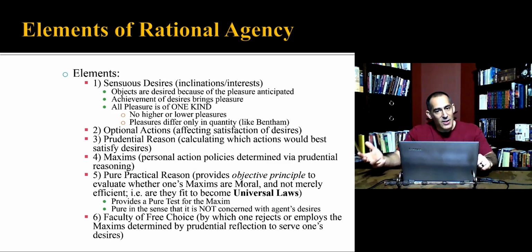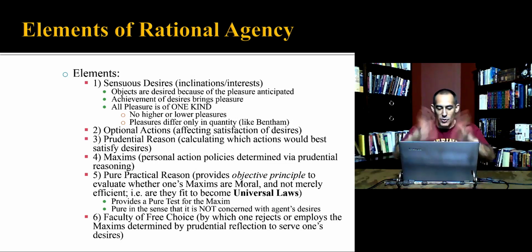I've got these maxims that I've generated. Then I've got this thing called the pure practical reason. The pure practical reason is not going to consider the desires whatsoever. It's going to be a way that I reason independent of my desires and stuff like that. And this is the key to Kant's ability to say that his ethics can be a universal ethics or an objective ethics, because this is going to provide some kind of objective principle so that I can evaluate my maxim and decide if it's going to become a universal law. So we'll talk about pure practical reason in a little bit.